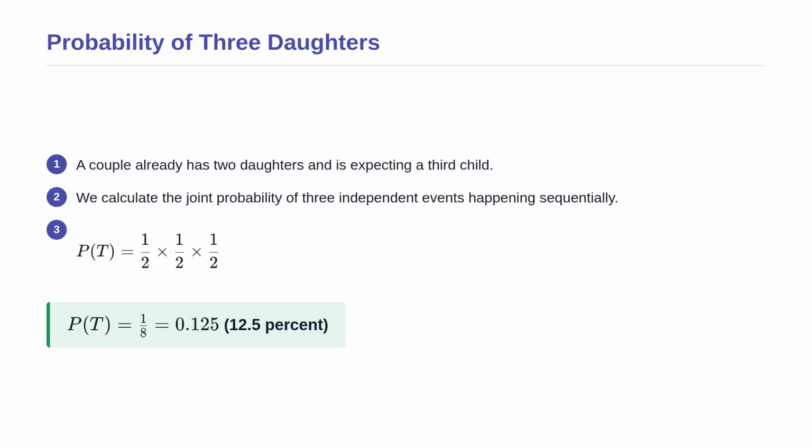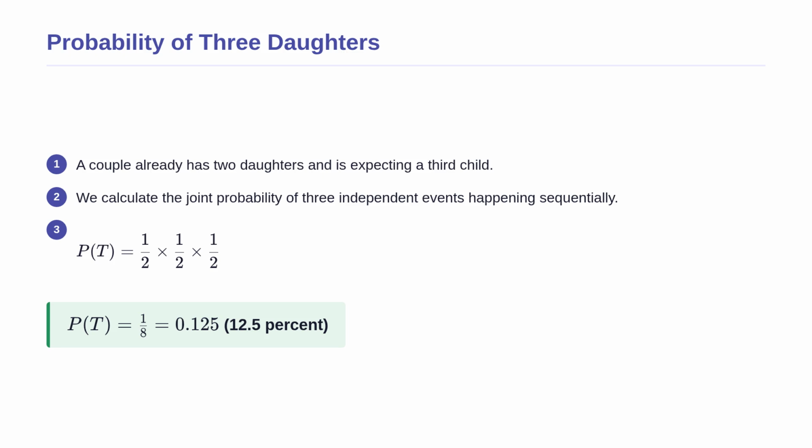Let us put this joint probability formula into practice with a real-world scenario. Suppose a couple already has 2 daughters, and they are expecting a third child. They want to know the probability of having 3 daughters in a row. Many people mistakenly believe that after having 2 girls, a boy is somehow due to arrive. But genetics does not have a memory.